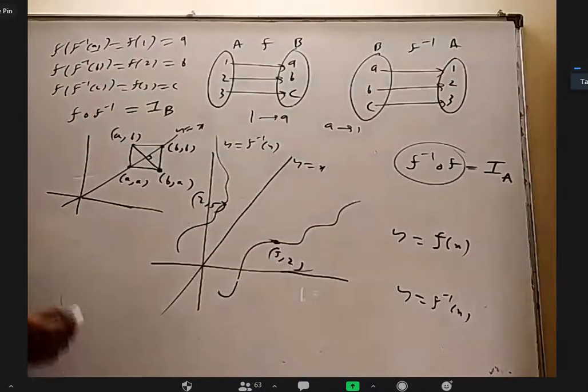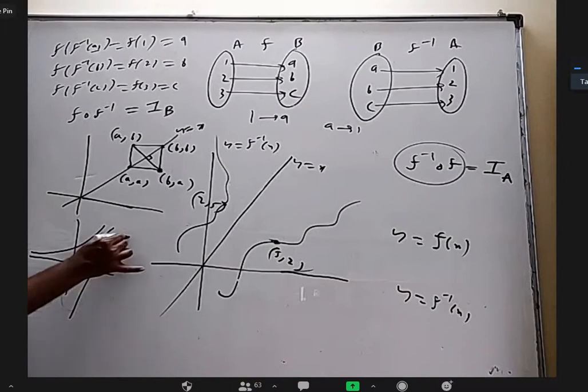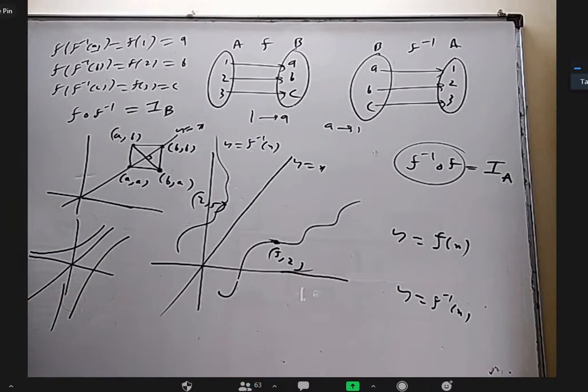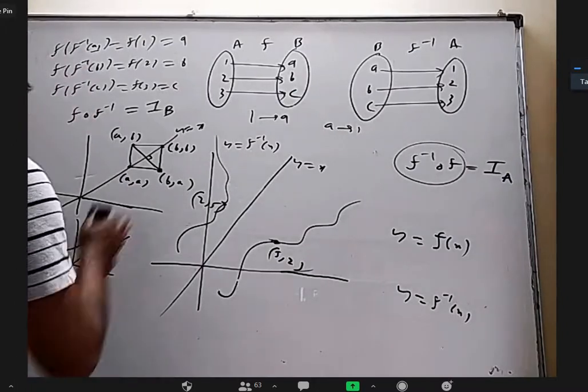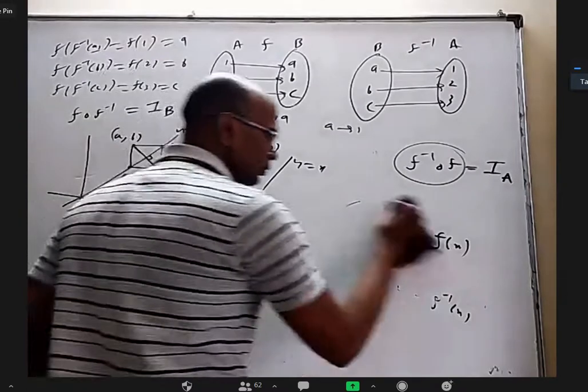I'm sure you might have seen e power x and log x graphs. Y equal to x will be there. E power x will be like this. Log x will be like this. Actually, they are inverse functions of each other. We'll discuss how they are inverse functions of each other. Maybe something is discussed in the graphs for you.